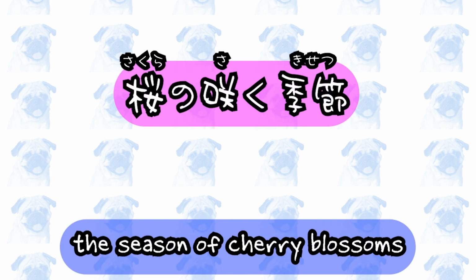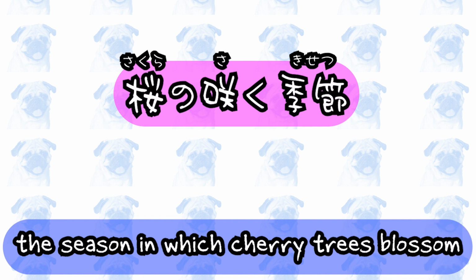Now, let's have a look at some examples to see how the nominative no is used. Sakura no saku kisetsu. The season of cherry blossoms, or more literally, the season in which cherry trees blossom.